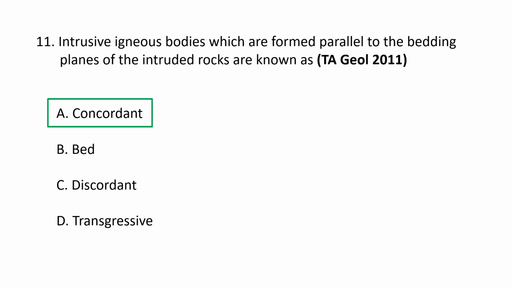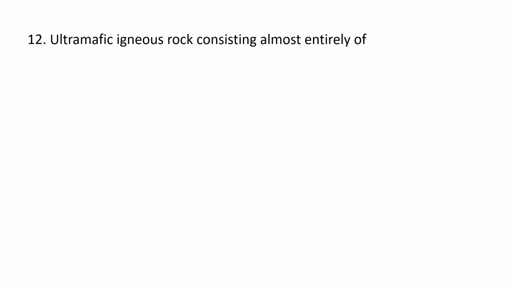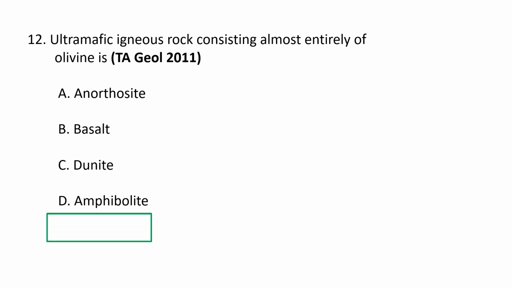Next question. Ultramafic igneous rock consisting almost entirely of olivine is A. Anorthosite, B. Basalt, C. Dunite, D. Amphibolite. It's also a very simple question.